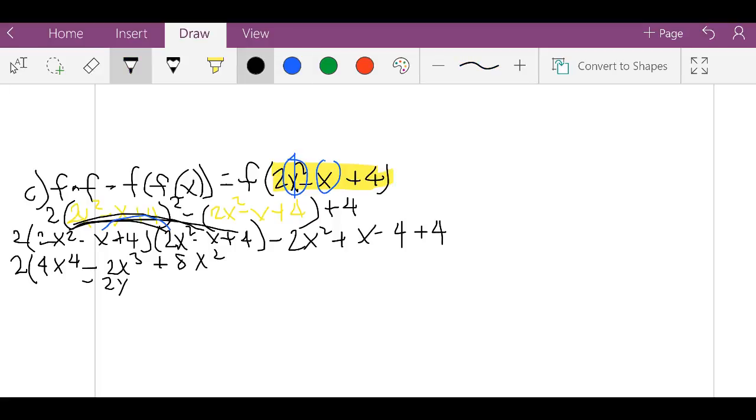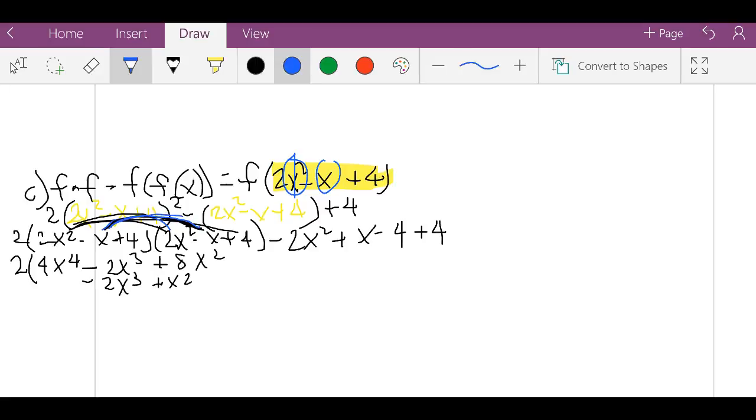Negative 2x to the 3rd. Mommy, this one is harder. It is. Negative x times negative x is going to be positive x squared. So positive x squared. Okay, so just carefully multiplying this out.